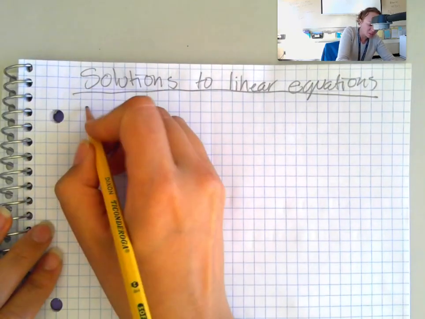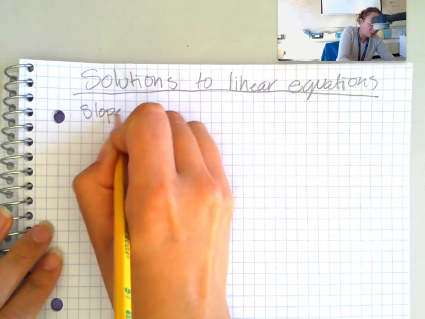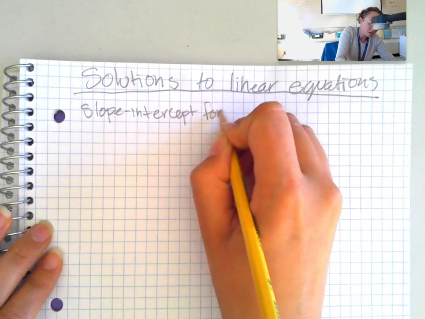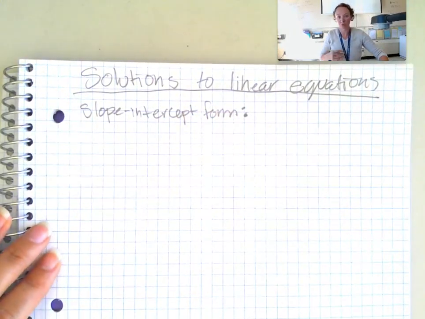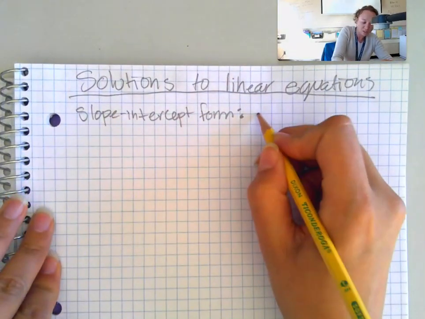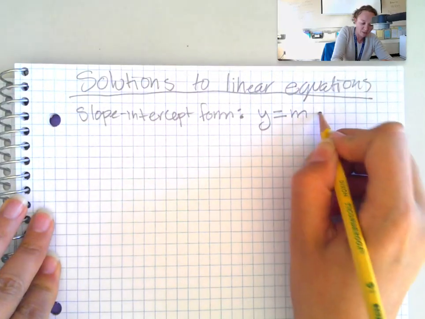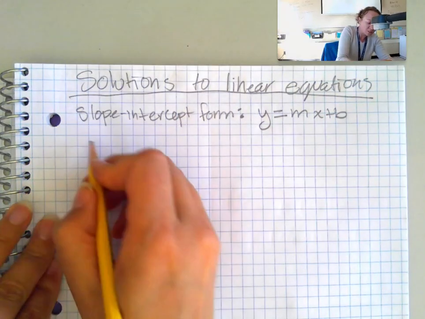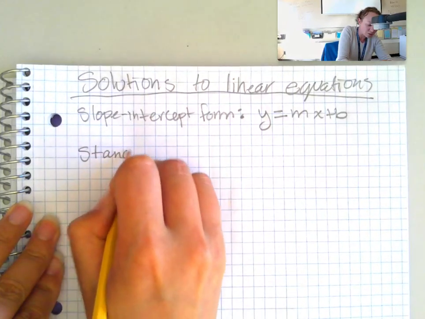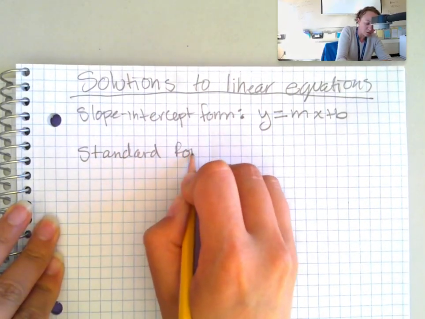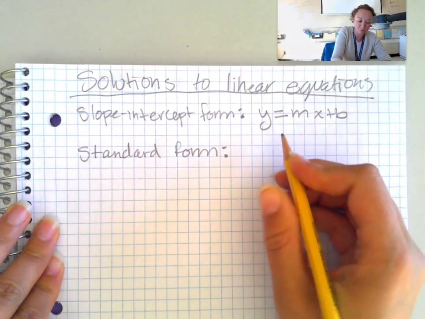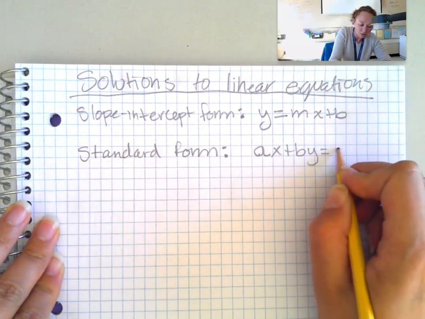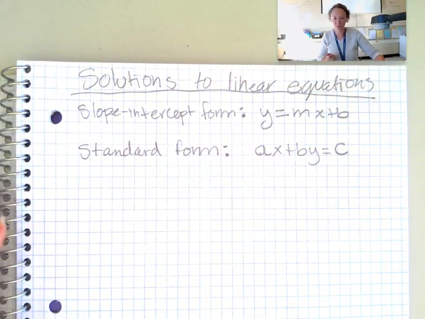So we have equations that can be written in slope-intercept form. Slope-intercept form is generally what students learn first when they're learning about linear equations. That's y equals mx plus b. We also have what's called standard form. We're also going to be learning how to translate between the two of them. Those are the two different formats.